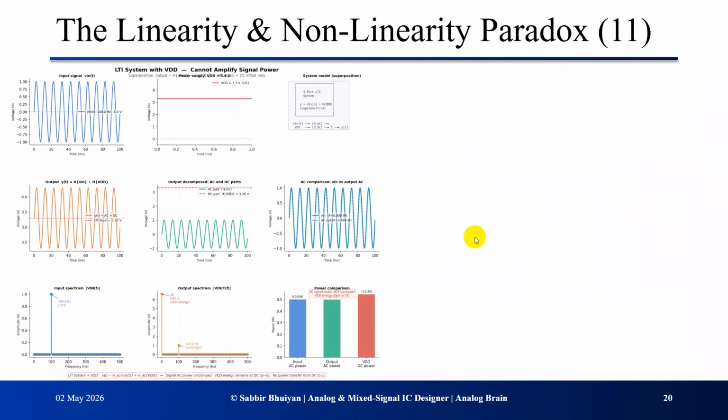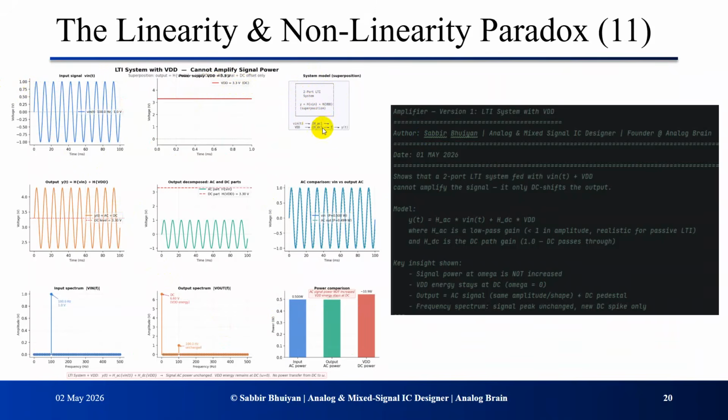And here is the visual proof. Look at the input spectrum, a clean single tone at the signal frequency. This is VDD 3.3 volts, and this is 1 volt. So this is the system model, superposition, a two-port LTI system. Now we can see the output y of t, where the signal starts from this 3.3, and this is 1, so this is 4.3.